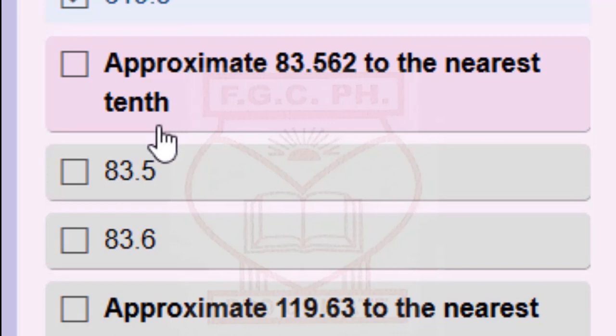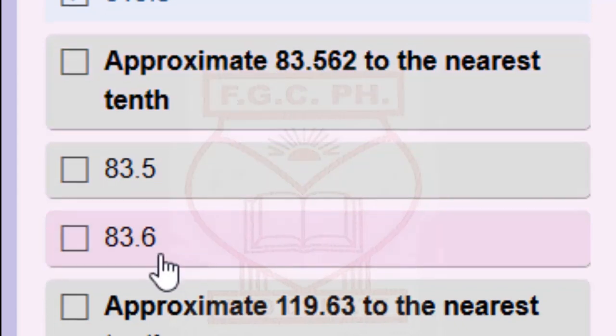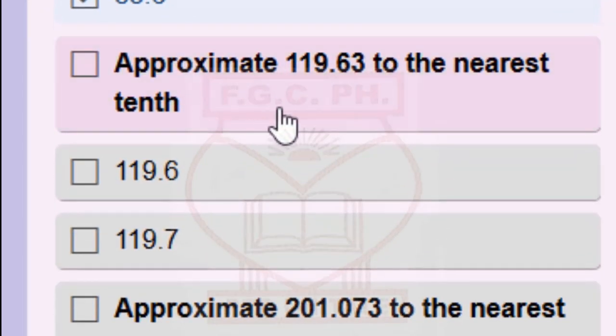Approximate 83.562 to the nearest tenth. Of course, the 10th digit is 5, so we're going to round up 6 to make this 5 become 6. So we have 83.6, and that's this. Approximate 119.63 to the nearest tenth. The 10th digit is 6, so we're going to round down 3. And 3 will be rounded down to be 0, so we have 119.6. That's it.